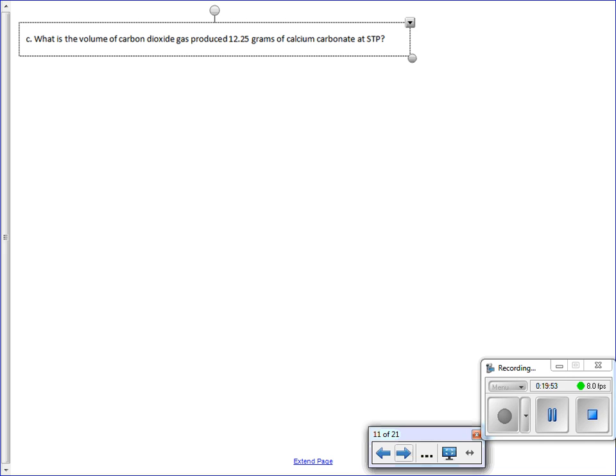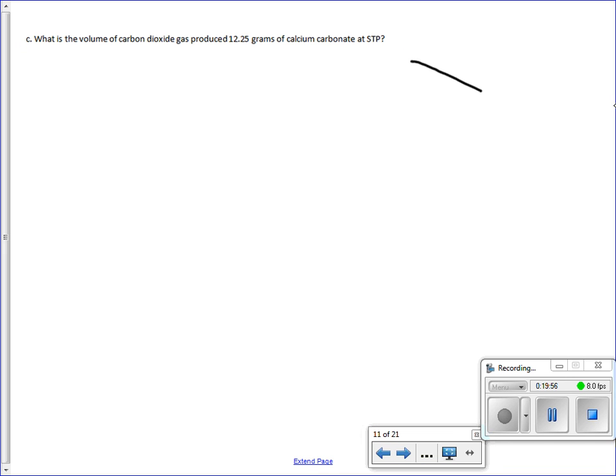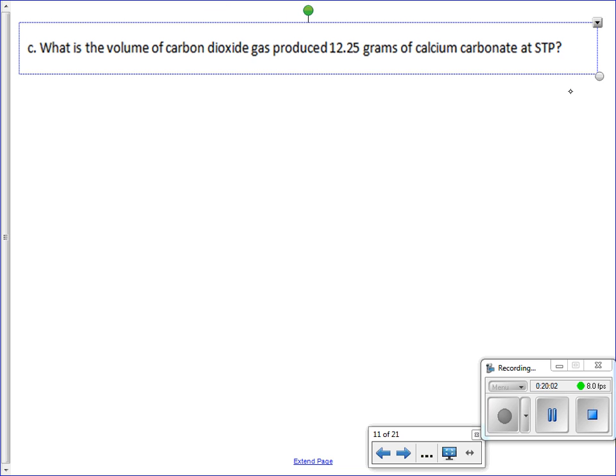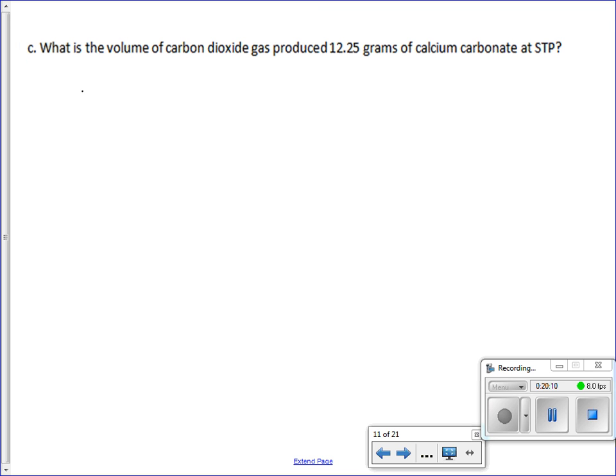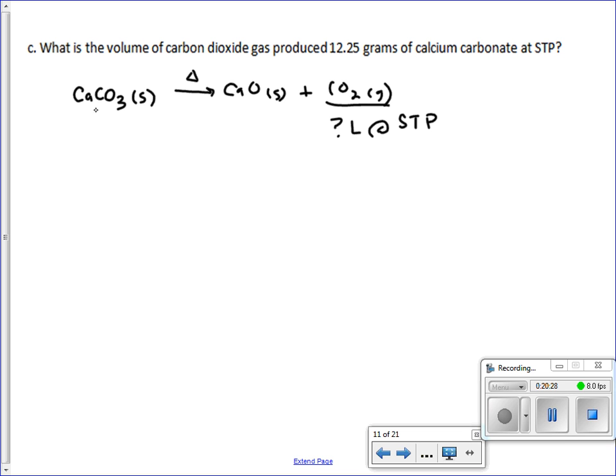And the last part of the problem says what volume of carbon dioxide could be produced with 12.25 grams of the calcium carbonate at STP. What does STP stand for? Standard temperature and pressure. So again, we need our balanced equation. Calcium carbonate decomposes into calcium oxide and carbon dioxide gas. We want to know how many liters at STP we can make from 12.25 grams of the calcium carbonate.